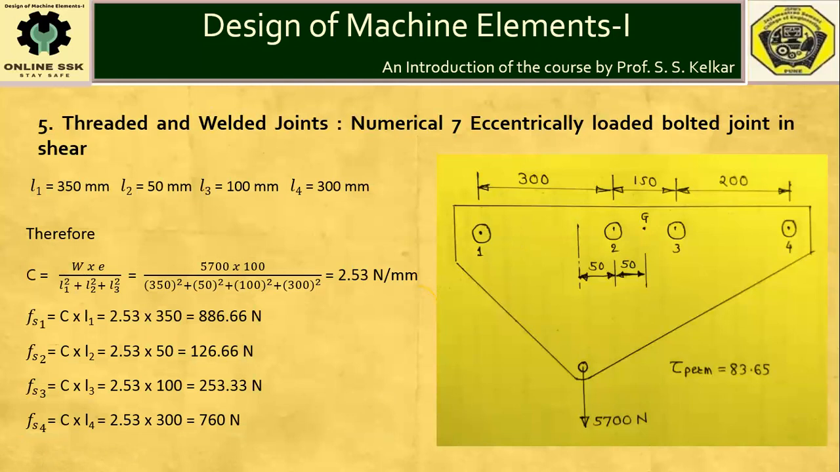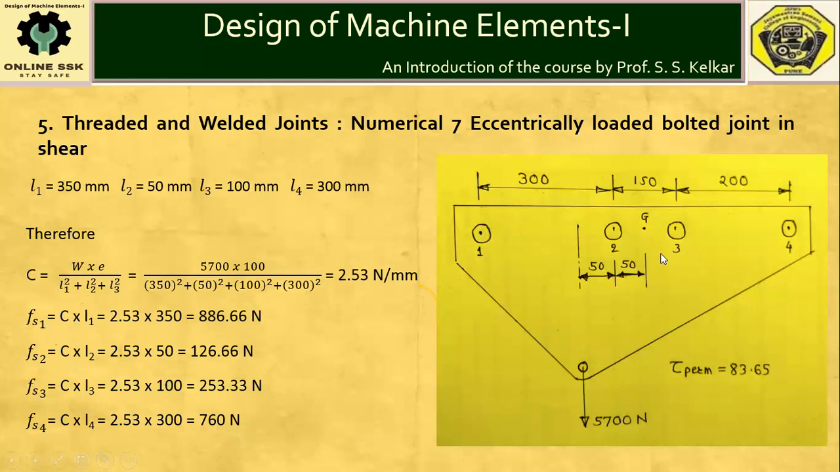Now for finding out the secondary shear forces, we need distances L1, L2, L3, L4, because by multiplying constant C with these distances, we can find out secondary forces as experienced by board number 1, 2, 3, 4. So now it is our task to find out these distances L1, L2, L3 and L4. L1, L2, L3, L4 are the distances of that particular board from the CG.